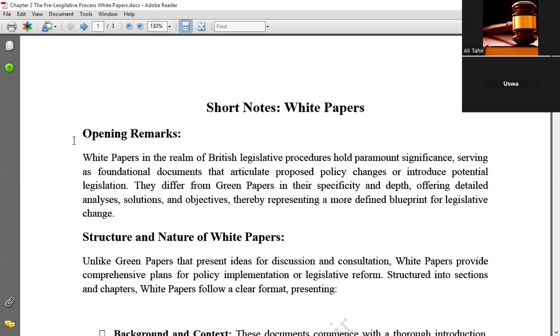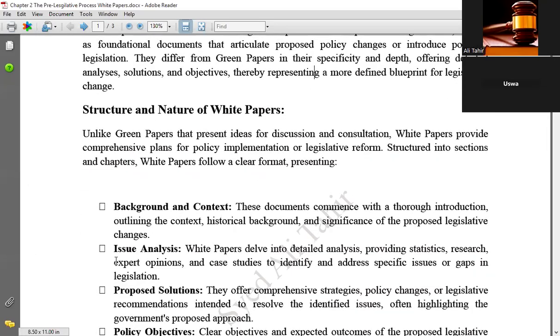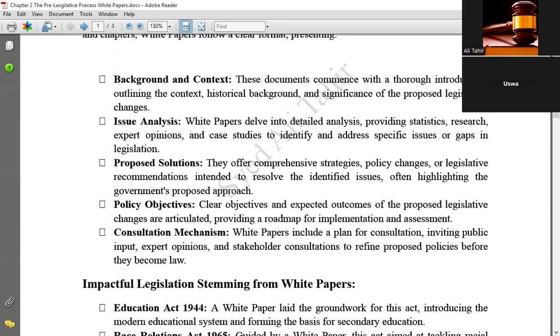Unlike green papers that present ideas for discussion and consultation, white papers provide comprehensive plans for policy implementation or legislative reform, structured into sections and chapters. White papers follow a clear format presenting the following things. There will always be a background and context. These documents commence with a thorough introduction. They will outline the historic background, the data that is being used, how things are being modeled, and how solutions can be inferred from these.